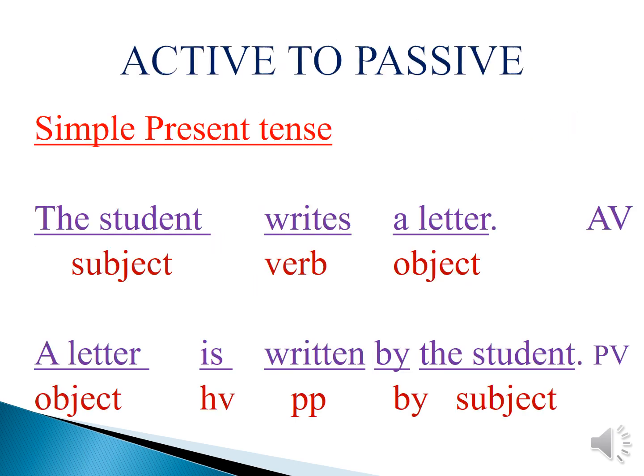Active voice to passive voice. Simple present tense. All the active voice sentences will have subject, verb and object. The student writes a letter. The student is the subject, writes is the verb, a letter is the object. How to change this into passive voice? First step is the object will be the subject of the passive voice sentence. So a letter. Next will be helping verb plus past participle.